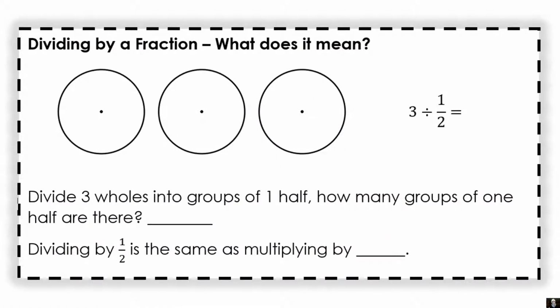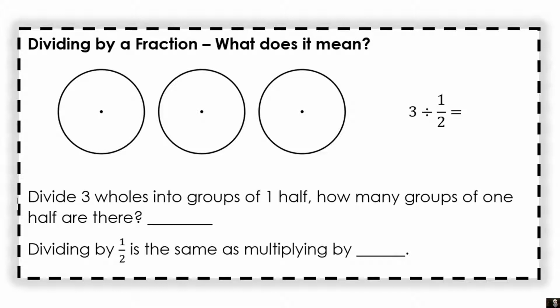So this page is straight from your yellow books. So please find it in your yellow book. It says dividing by a fraction at the top. What does it mean? So if I start with 3, so I've got 3 whole circles there, and I want to divide them by a half. So divide 3 wholes into groups of 1/2. How many groups of 1/2 are there?